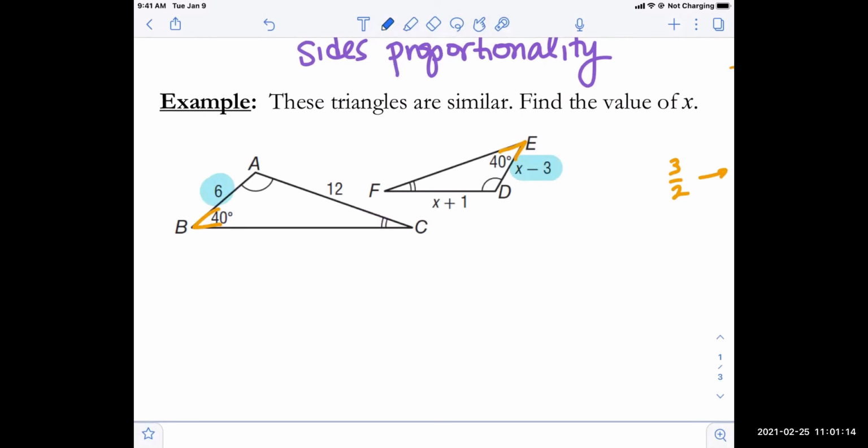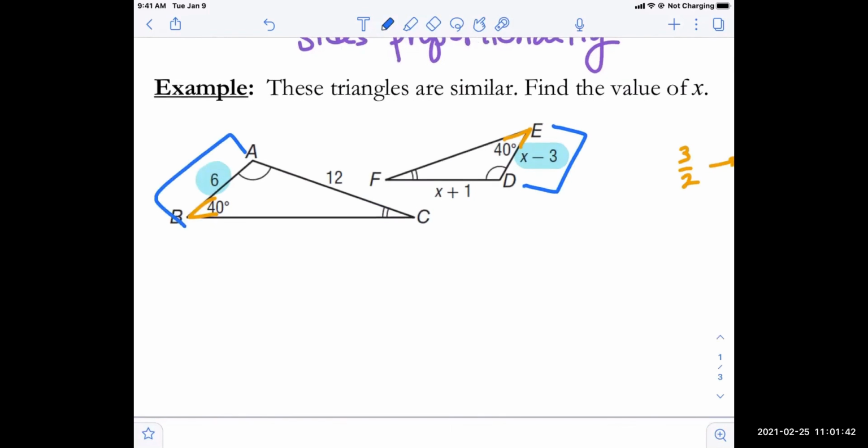Okay, so be careful that you don't assume it's always going to be drawn to scale. So you want to make sure you look at things like, well, 6 is across from the double marked angle, and that means that across the double marked angle over here should be the same. Or you can say that 6 is between the 40 degrees and the single marked angle. So that means it's going to correspond to over here between the 40 degrees and the single marked angle.